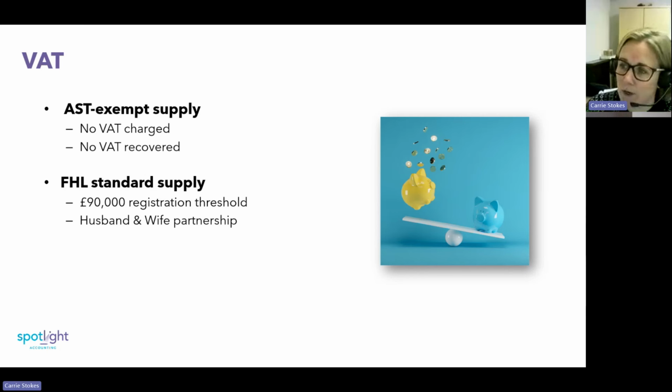If you're husband and wife, HMRC automatically deems that those properties are jointly owned. So you just need to be careful that if you've got £90,000 worth of income from furnished holiday lettings, HMRC don't deem that to be a partnership, and you could end up having to register for VAT.